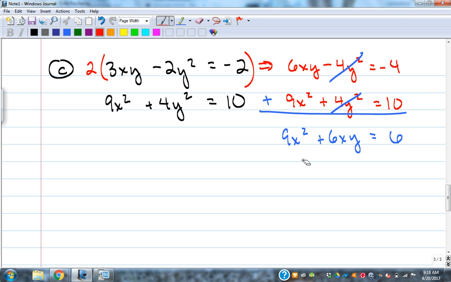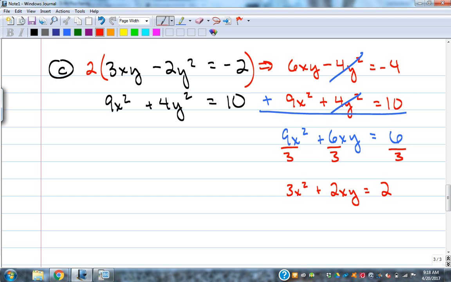So what's your way? All right, this is what I would do. Everybody's divisible by 3, so I'm going to divide by 3 first, just to make it smaller numbers. Smaller numbers are usually easier. So that's 3x squared plus 2xy equals 2.